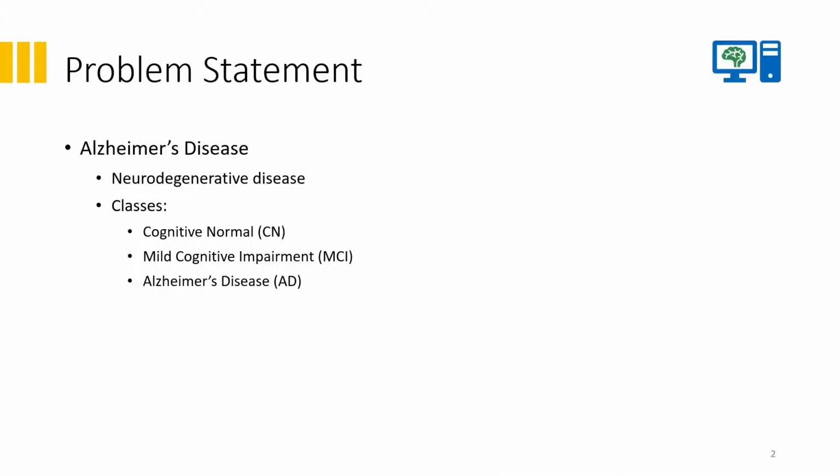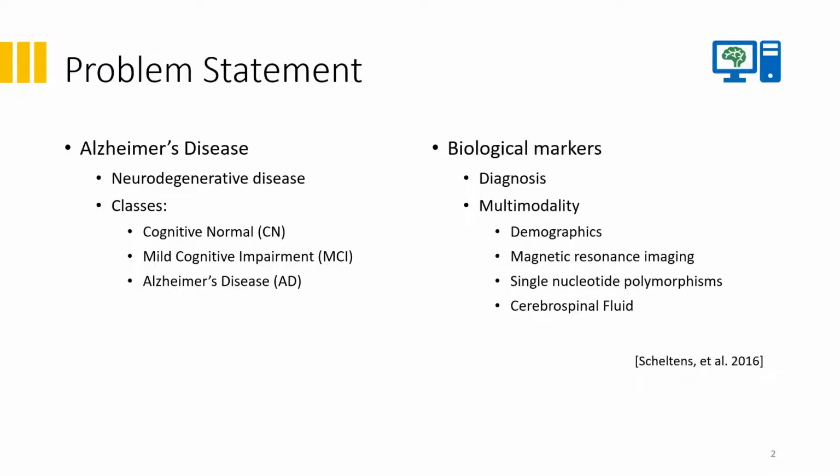Alzheimer's disease is a slowly progressing neurodegenerative disease which is highly heterogeneous and not yet fully understood. It can be divided into three states of progression: cognitive normal, mild cognitive impairment, where patients are not yet affected in everyday life, and Alzheimer's disease. A reliable diagnosis of these three groups is highly important for future research. We use biological markers for this task.